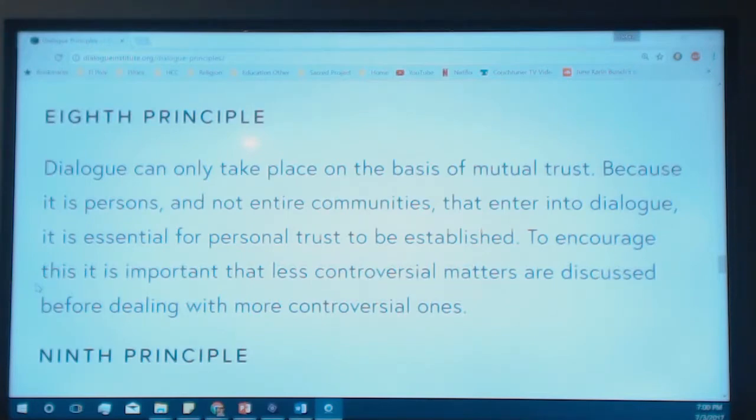The 8th principle, dialogue can only take place on the basis of mutual trust, because it is persons, not entire communities, that enter into dialogue. It is essential for personal trust to be established. To encourage this, it is important that less controversial matters are discussed before dealing with more controversial ones.